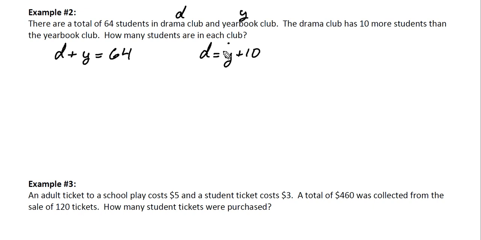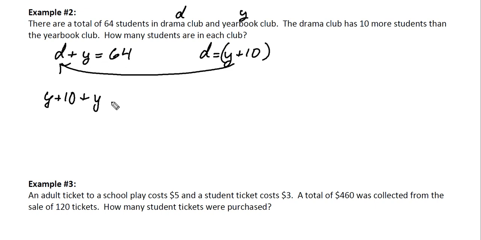I already know what D equals. D is just Y plus 10. So where we see D in that other equation, instead I'm going to put Y plus 10. So we have Y plus 10 plus Y equals 64.